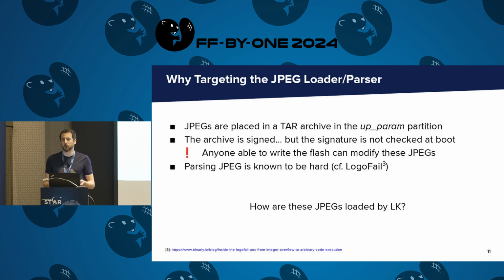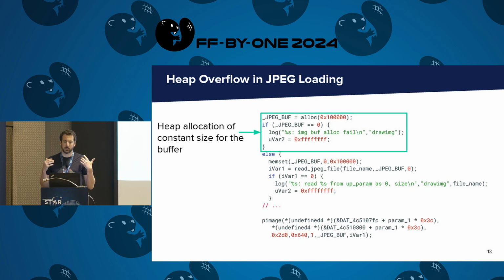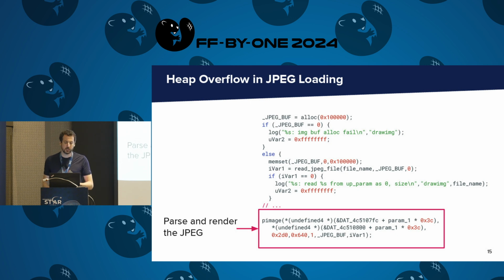So this is the code responsible for that. And as you can see, the first step is a constant size allocation on the heap of a buffer of 1 megabyte. Then you have this function that we call read JPEG file. The name is the one we gave during reverse engineering, but you get the idea. This function will take the file name as the first parameter, retrieve the corresponding file in the tar archive, and then load the content into the buffer that was previously allocated. And finally, you have this image function that will parse and render the JPEG on screen.